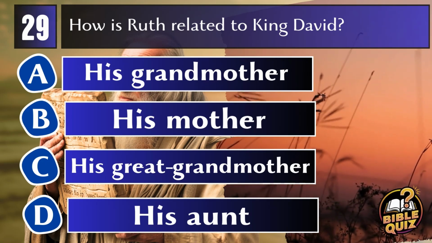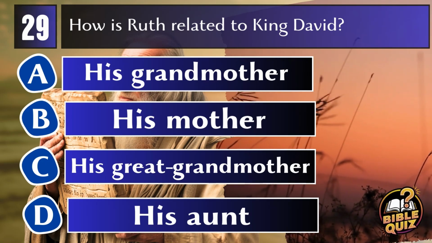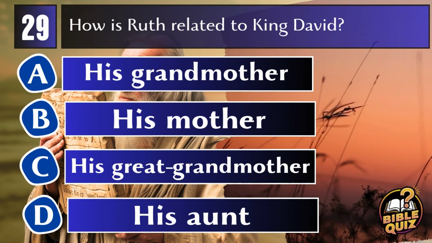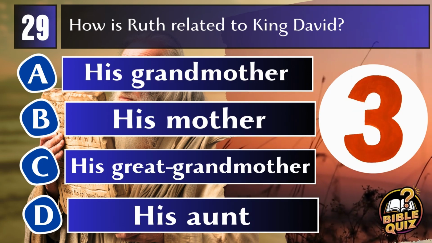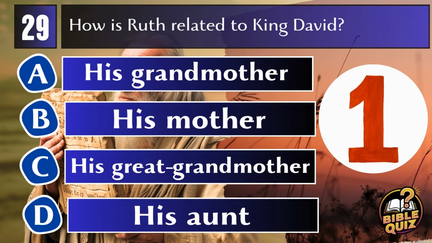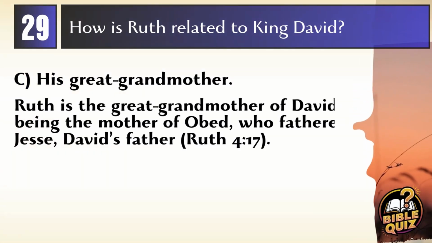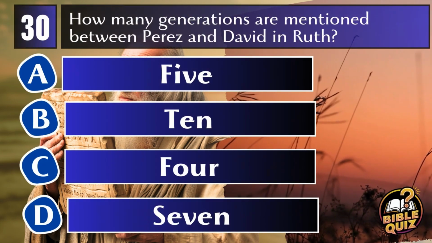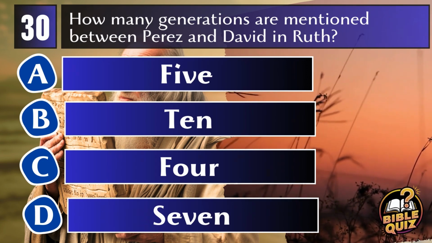A. His grandmother. B. His mother. C. His great-grandmother. D. His aunt. Answer. C. His great-grandmother. Ruth is the great-grandmother of King David, as she was the mother of Obed, who fathered Jesse, the father of David. Ruth 4:17. Question 30. How many generations are mentioned between Perez and David in the Book of Ruth?